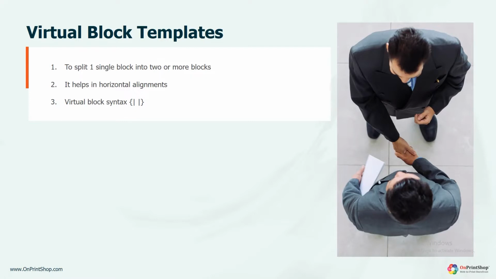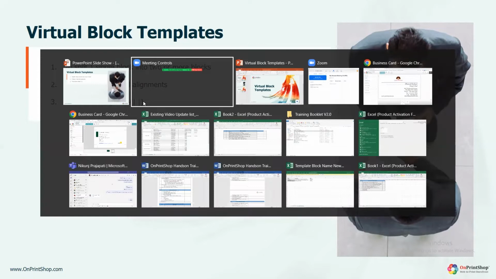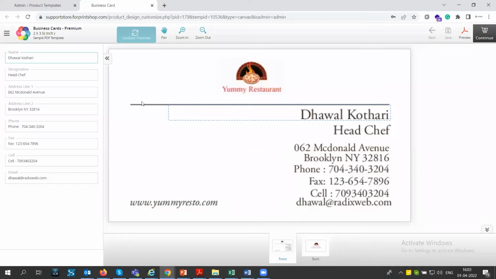So here is the example which we created in the last video, this template where there is a name. This one is the designation. Then here you can see there are three things: city, state, and zip code. We have just taken all these three things into one single block.